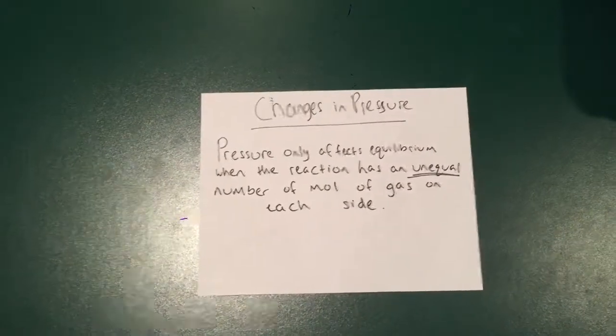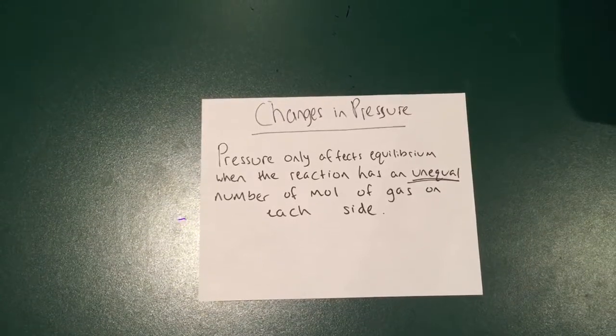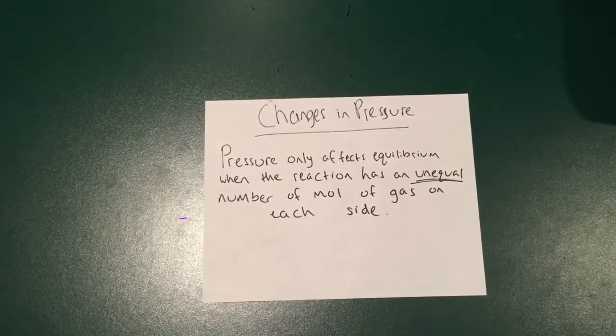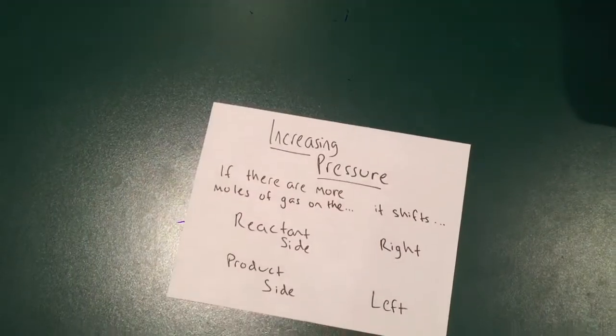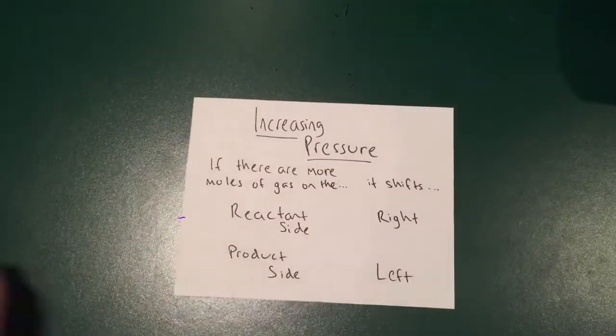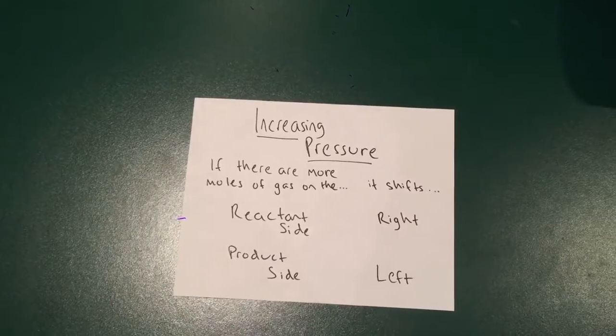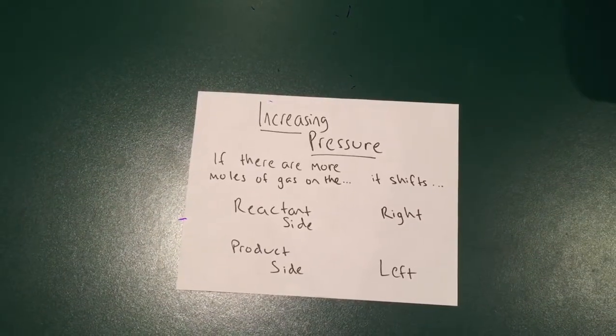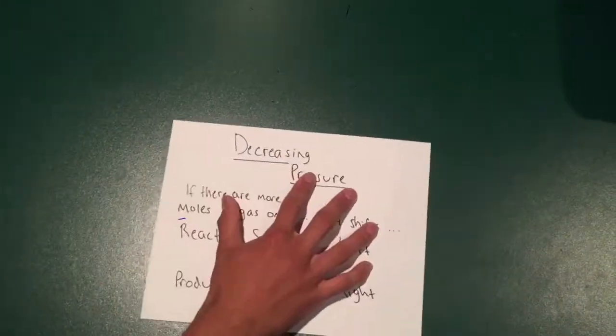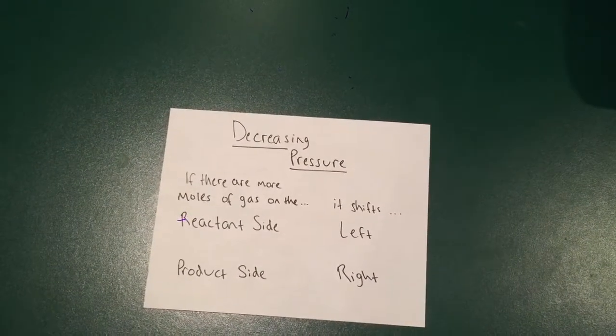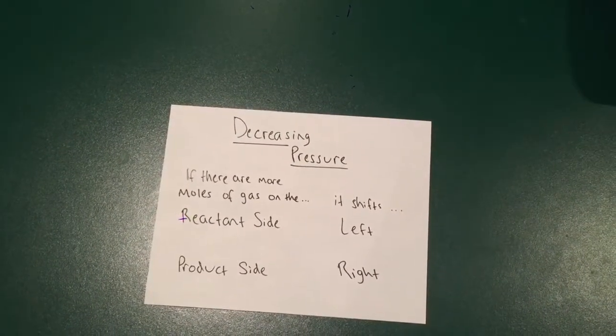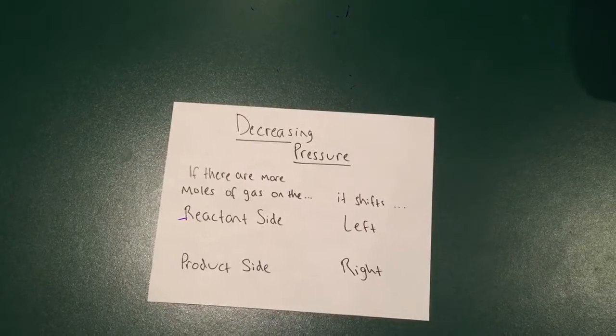For changes in pressure, pressure only affects equilibrium when the reaction has an unequal number of moles of gas on each side. For increasing pressure, it shifts toward the side with fewer moles of gas. For decreasing pressure, if there are more moles of gas on the reactant side, it shifts left, but right if there are more moles of gas on the product side.